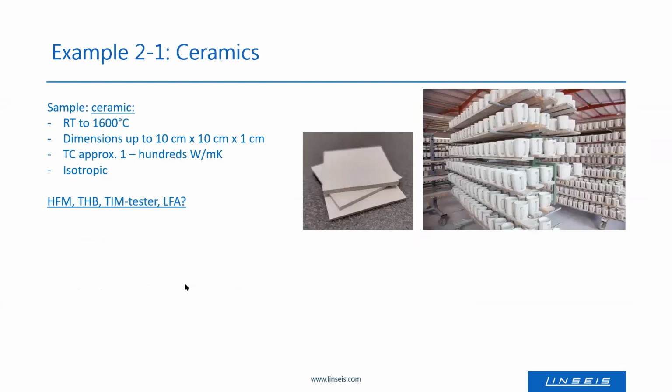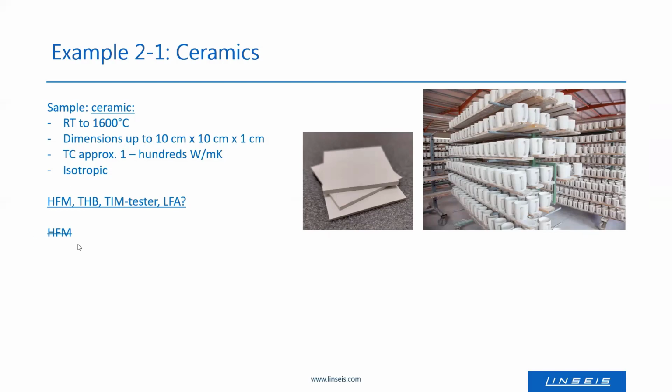So those were 3 examples of different kinds of polymers. Let's have a look at an example of a ceramic. Ceramics are often used at very high temperature. The dimensions, let's say, are the same as for the polymers we saw before. But the thermal conductivity range is very broad. It can be 1 for porcelain, and it can be hundreds of watts per meter Kelvin for technical ceramics, like nitrides, for example. Let's consider an isotropic ceramic.